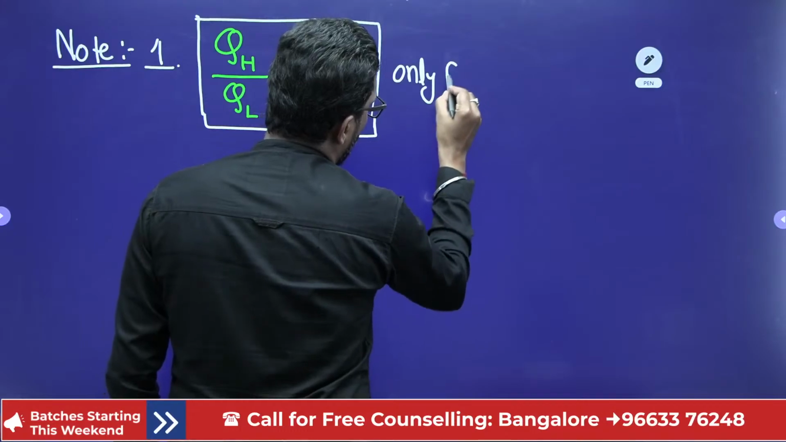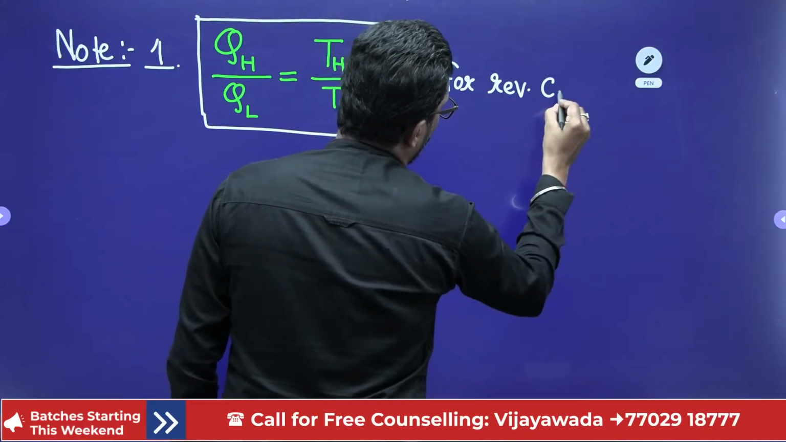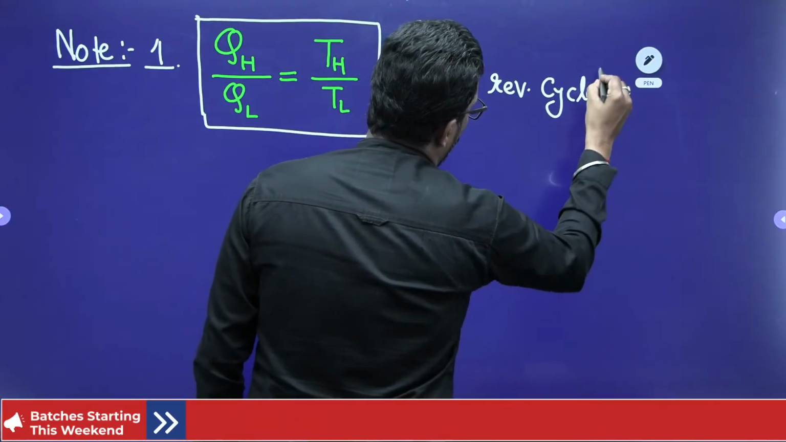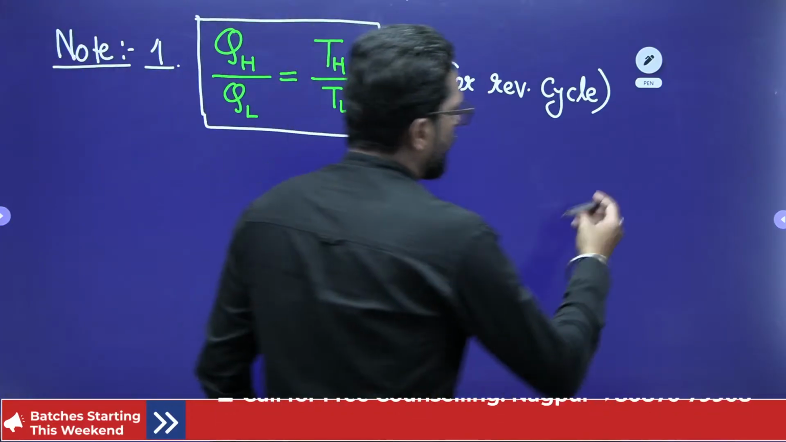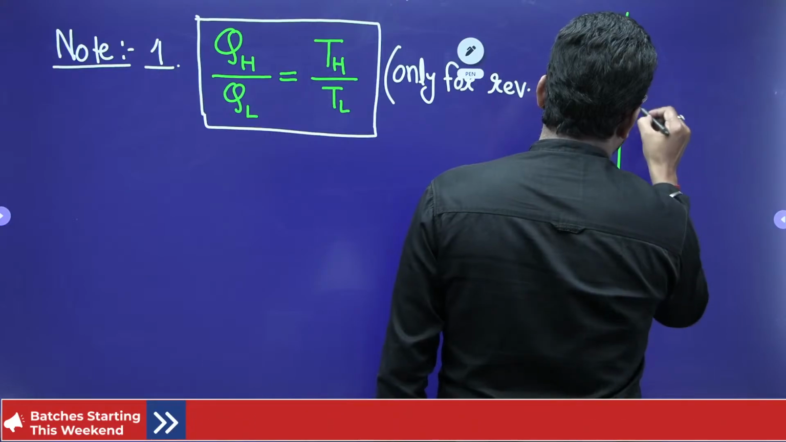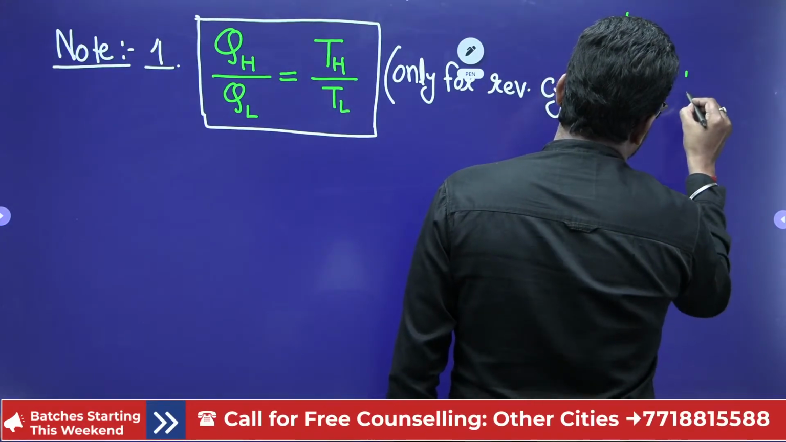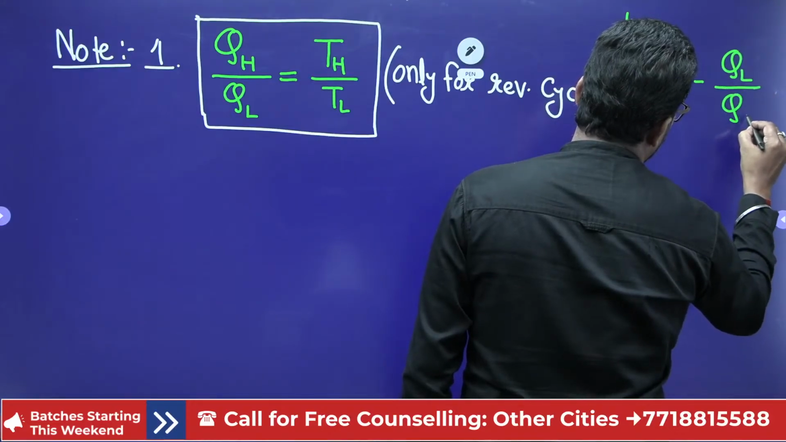Only for reversible cycle. How? It will prove also. See, we know how it will prove. Very simple. See, efficiency of any cycle is 1 minus QL by QH.